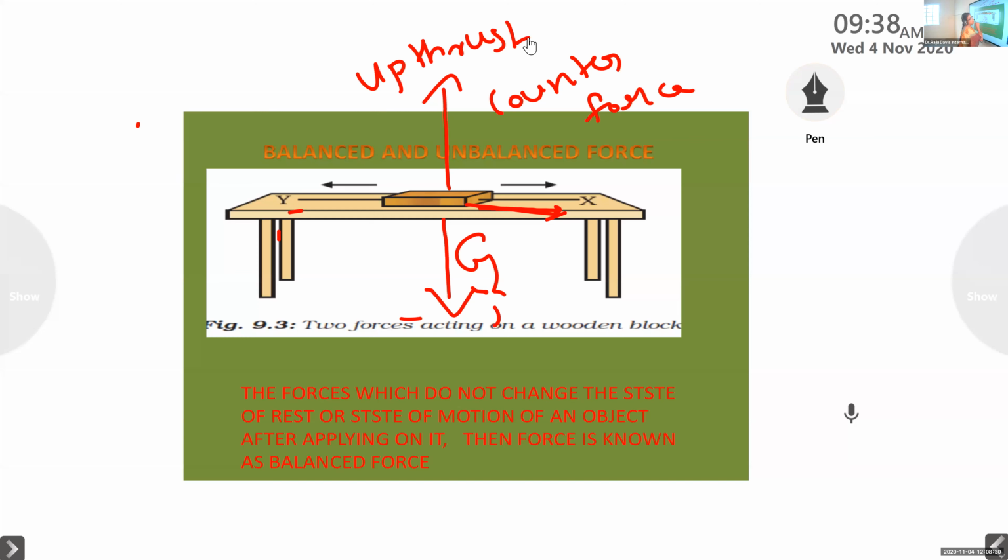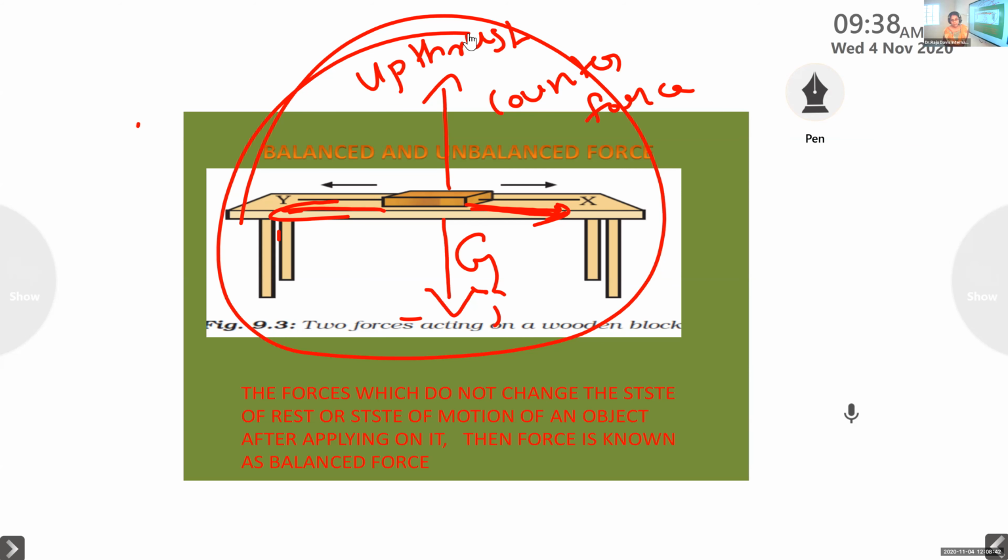If a frictional force is acting in one direction, there is another counter force acting opposite to it. So when all these forces are acting, this is plus 5, this is minus 5. This gravitational force is always plus 5, this is minus 5. Frictional force is negative and the other force is positive.